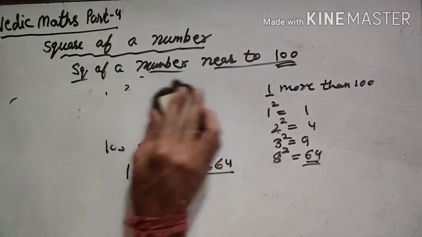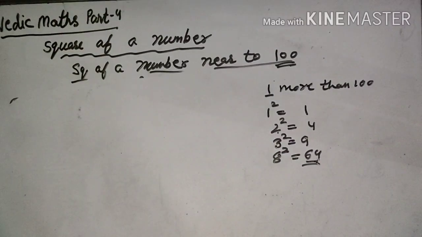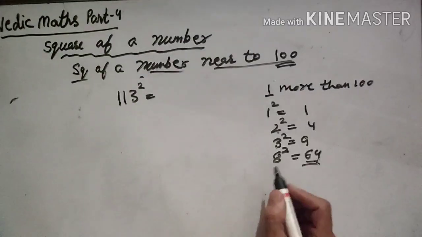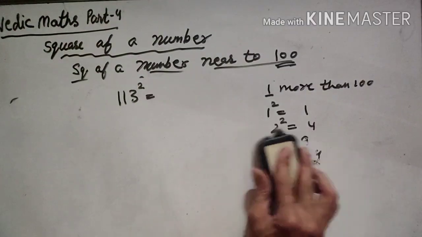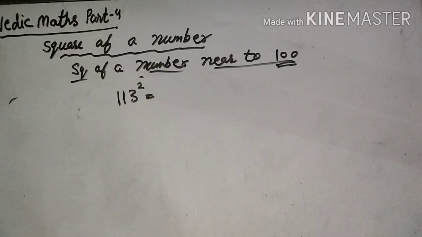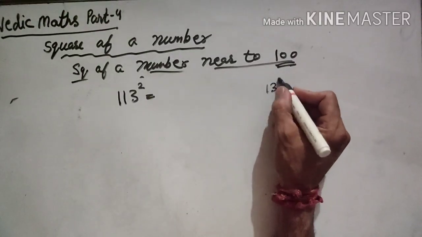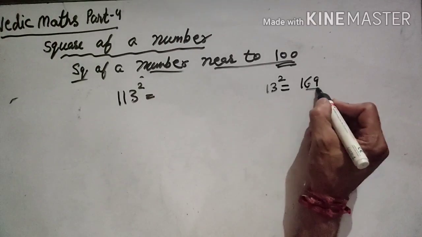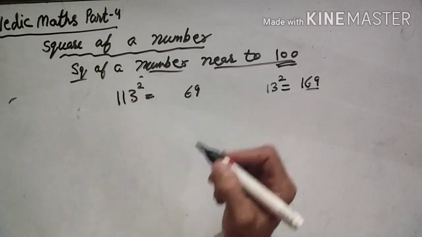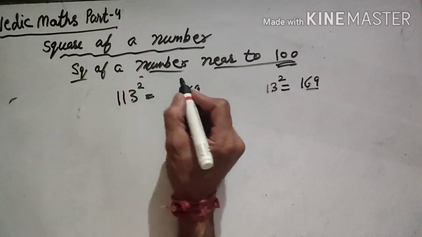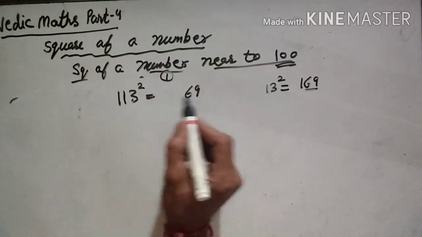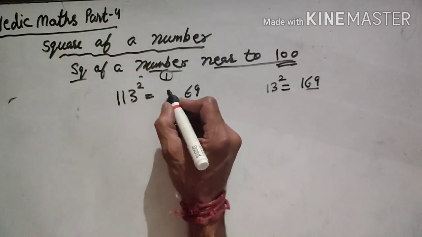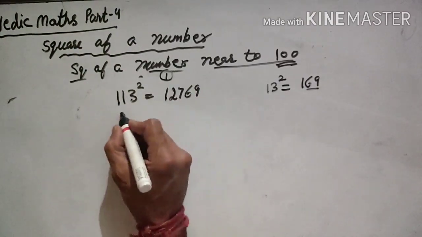Now suppose we have to square 112 or 113. How much is it greater? It is 13 more than 100. So square of 13 is 169. Now we take 69 only, 69 and 1 carry, and add 13 to 113, that is 126. 126 plus 1, 127. This is the answer.